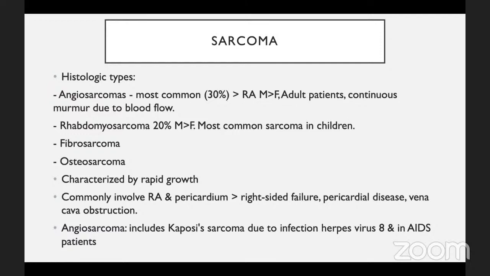Commonly, the sarcomas involve the right atrium and the pericardium. They will result in right-sided heart failure, pericardial disease, and vena cava obstruction. Angiosarcoma includes the Kaposi sarcoma, from infection with herpes virus 8, in AIDS patients.